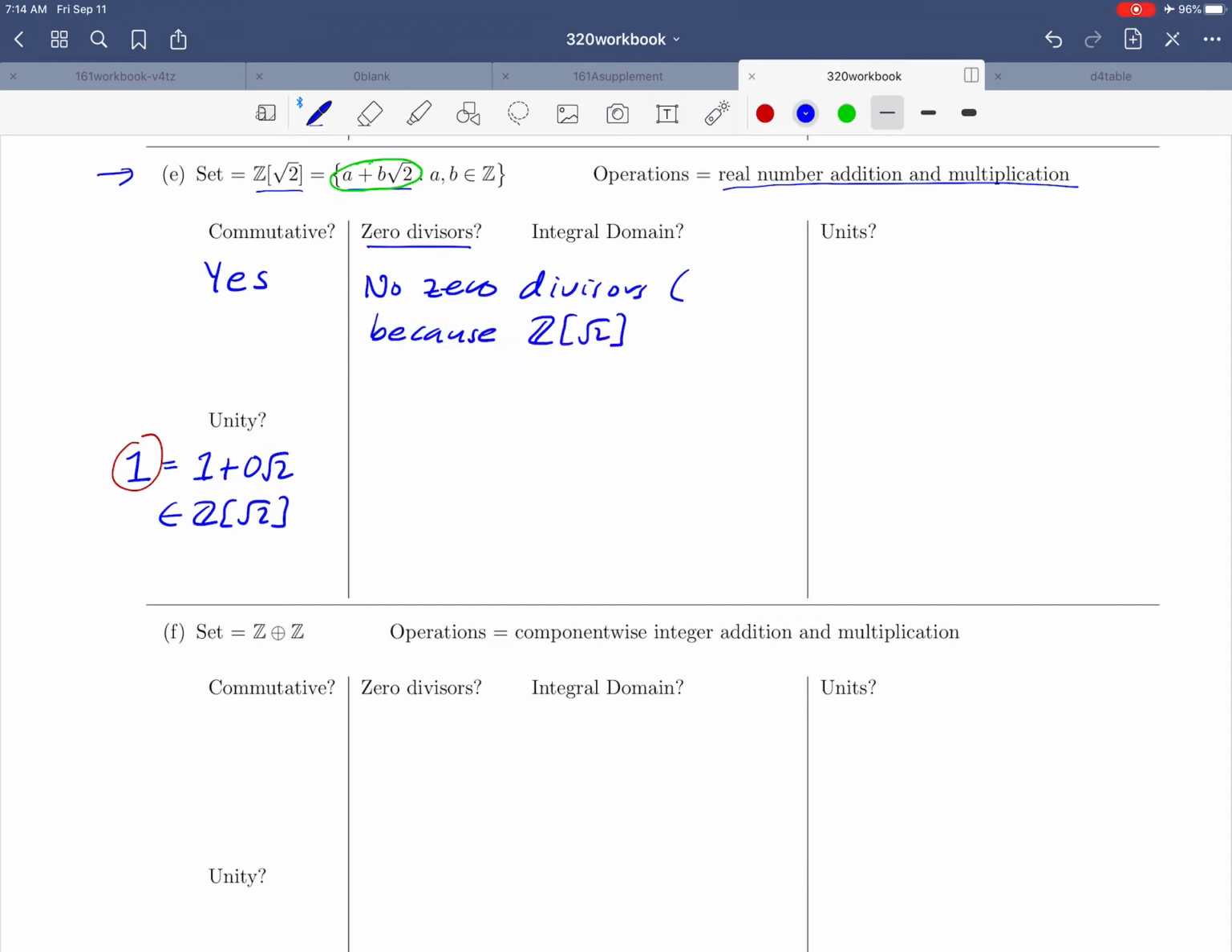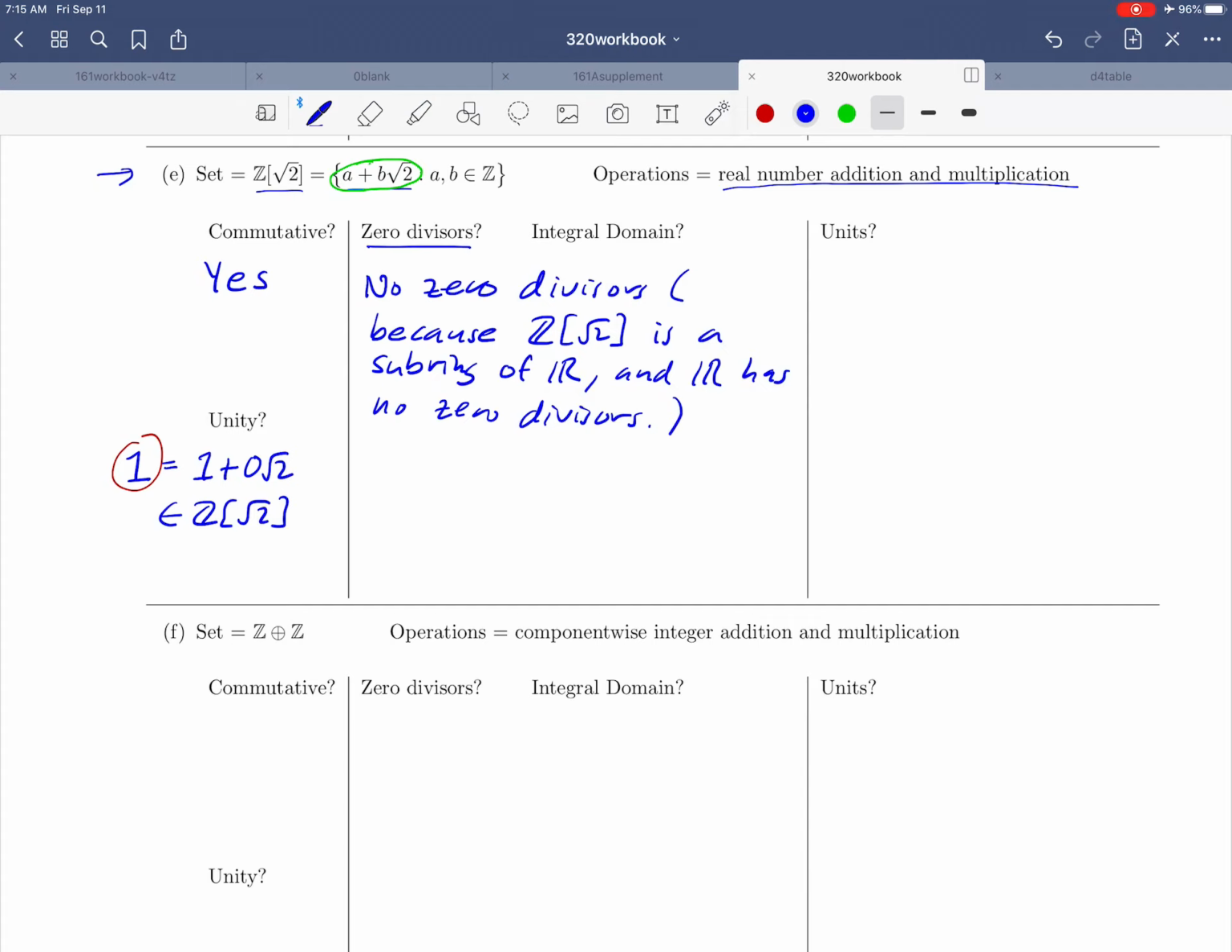Because this ring, Z adjoined the square root of 2, is a subring of R, and R has no zero divisors. So the claim that I'm making here is that the fact that we have a bigger ring R that we know has no zero divisors implies that this smaller subring inside of R can also not have zero divisors. I'd like you to think about that and convince yourself that that logic makes sense there.